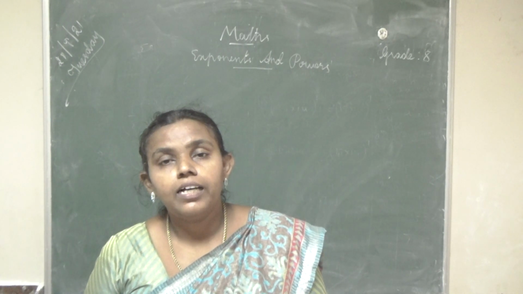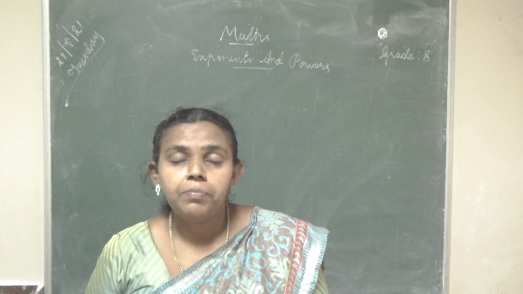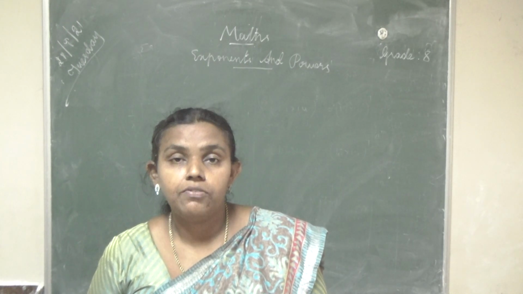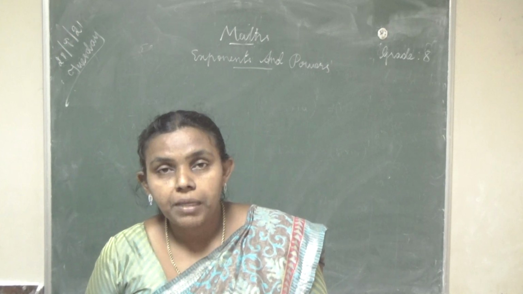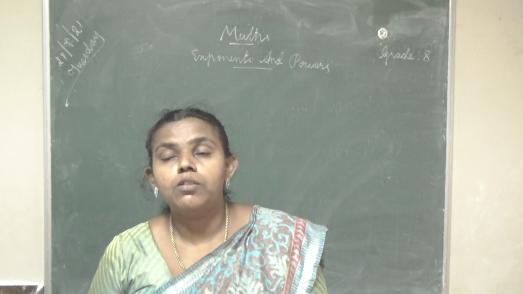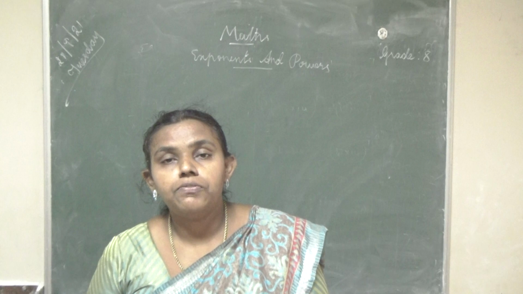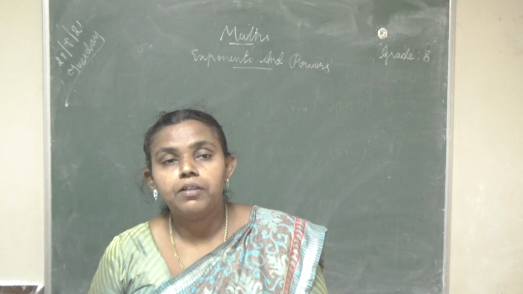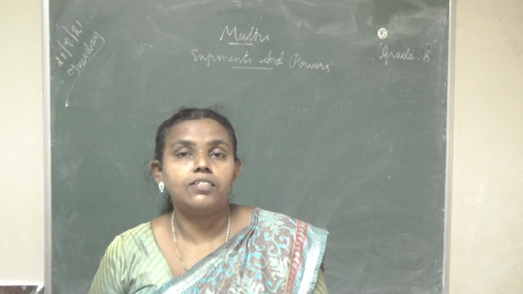What is the fourth law? a power m into b power m. Here the base is different, the power is the same. a power m into b power m is equal to ab, the whole power m. What is the fifth law? a power m by b power m equals a by b, the whole power m. These are the 5 laws of exponents.